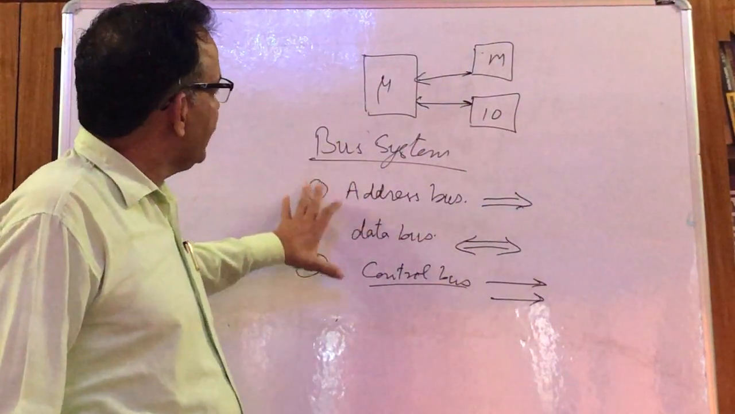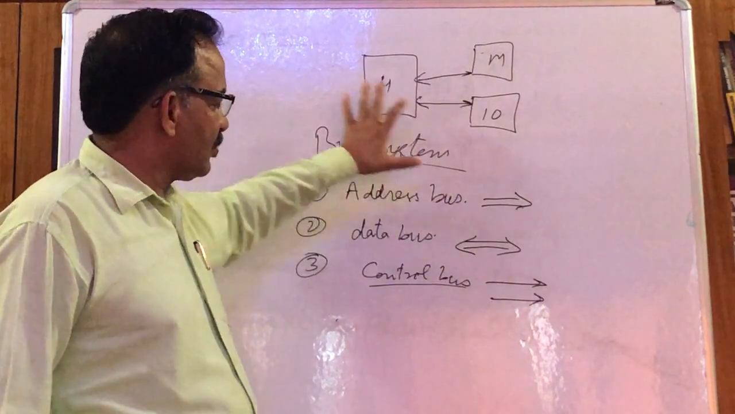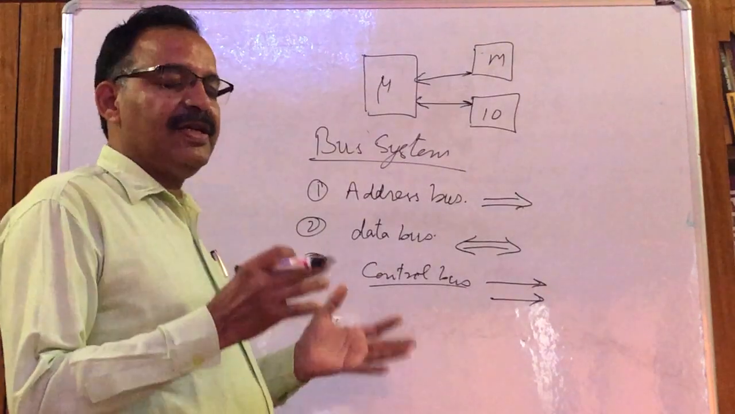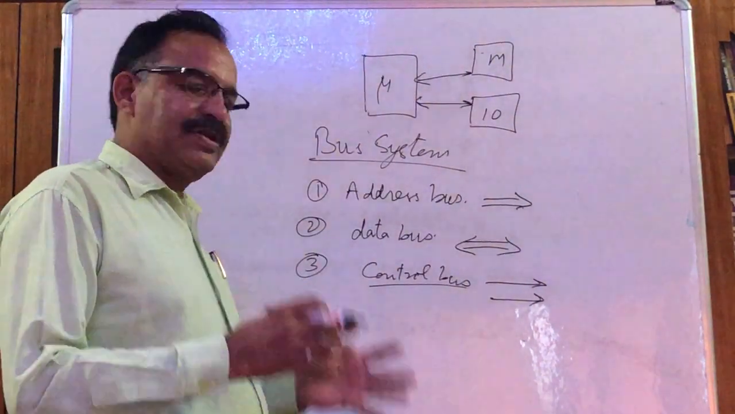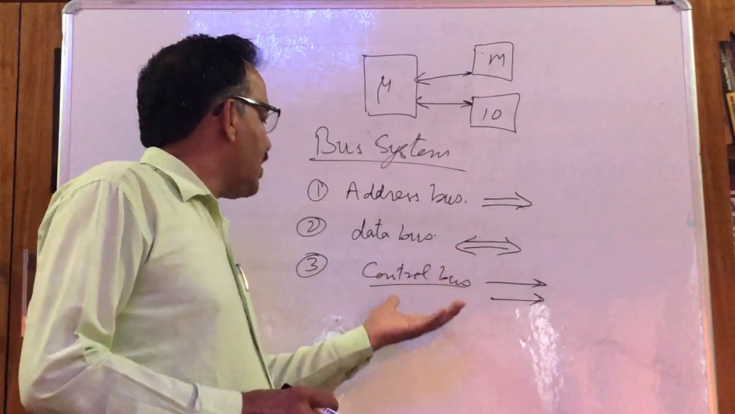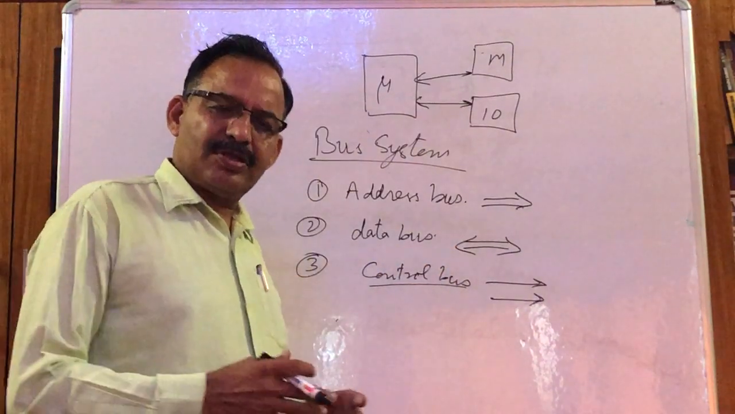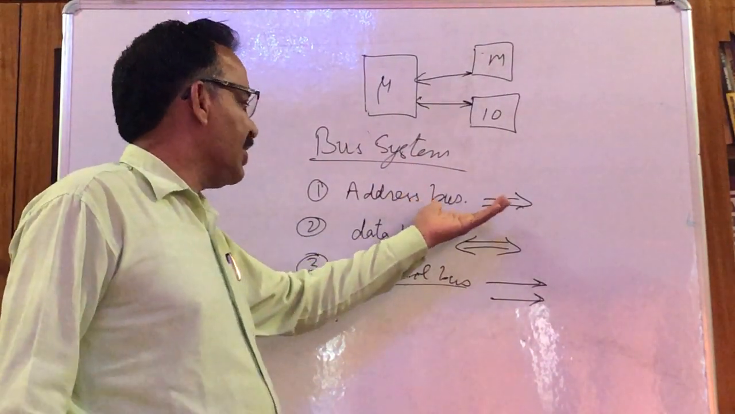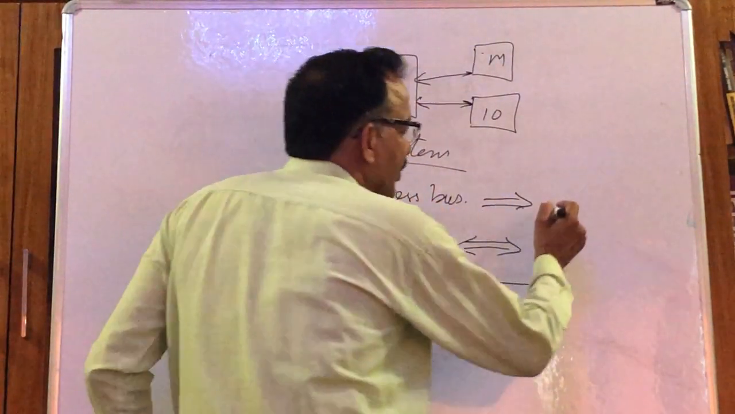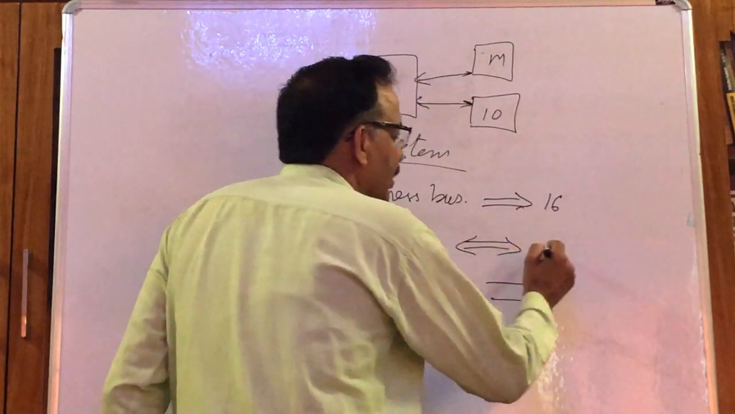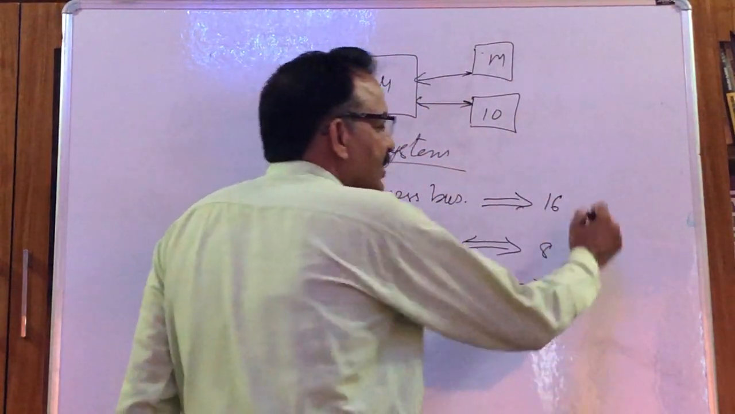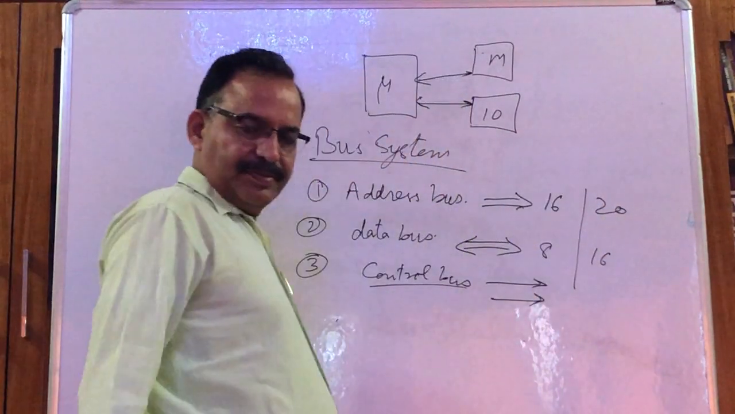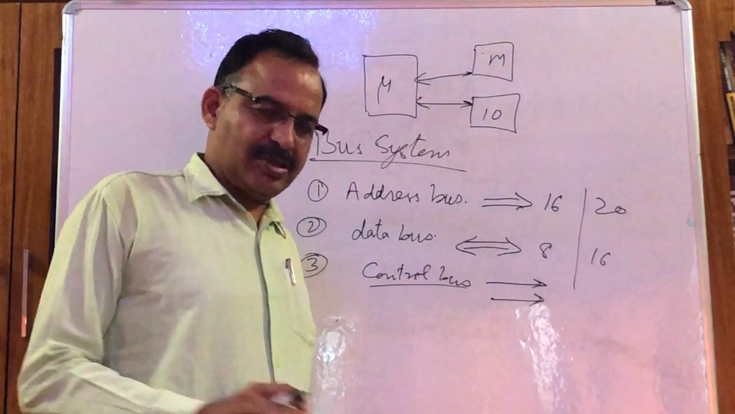So you can say, to perform a microprocessor initiated operation, we require the bus system: address bus, data bus, and control bus. Different microprocessors can have different bus systems. For example, 8085 has 16 address lines and 8 data lines, whereas 8086 has 20 address lines and 16 data lines. But all microprocessors have it.